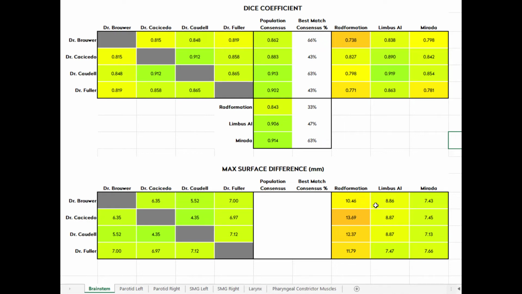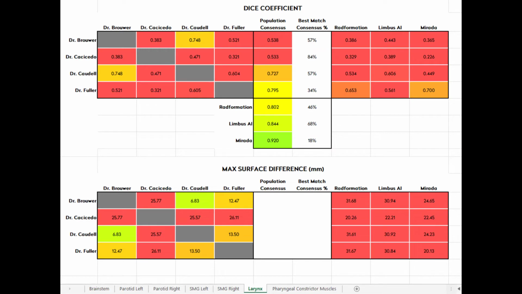Let's look at the larynx. So now we've got the two structures that had really high variation. The larynx, so don't be shocked by the colors. Boom, larynx, okay. You're shocked by the colors. What we can say here, actually, let's just concentrate on the dice coefficient for the physician block. Here we can say there wasn't a lot of agreement at all, except you can say Dr. Brower and Dr. Caudel had kind of an outlier of agreement versus others.